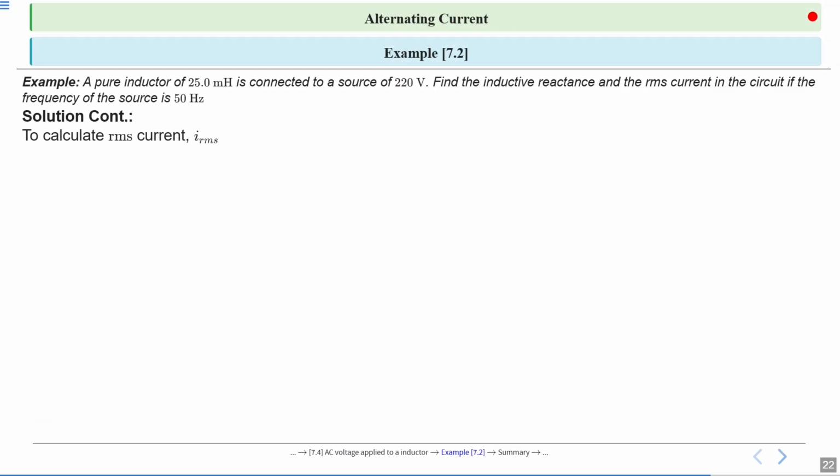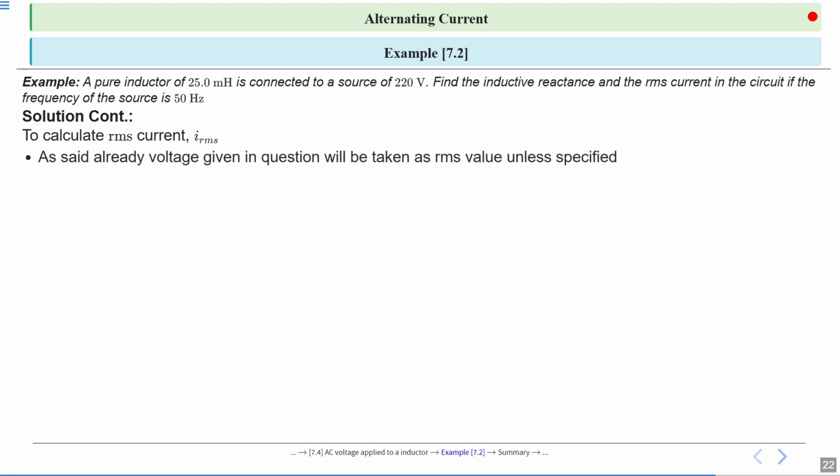So to calculate the RMS current, IRMS, what is the formula? As already said, voltage given in the question, if given without saying anything, will be assumed to be the RMS value only. Voltage given in the question will be taken as RMS unless specified. So given RMS voltage, VRMS is 220 volt.